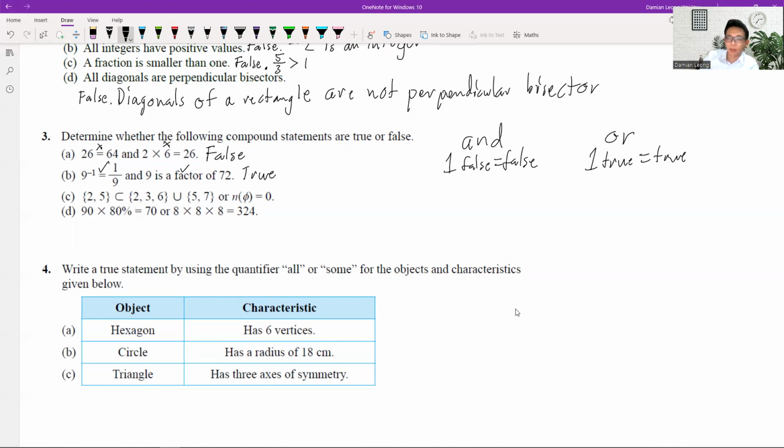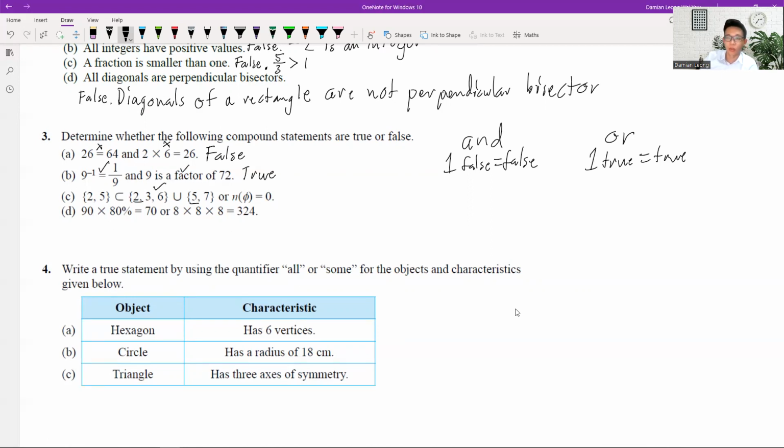{2, 5} is a subset of {2, 3, 6}. This is false. There's no 5 here, so it's not a subset. Sorry, union {5, 7}. My mistake. I didn't see the union. Union {5, 7}. So 2 and 5, we union first. Then, yeah, {2, 5} will be a subset of it.